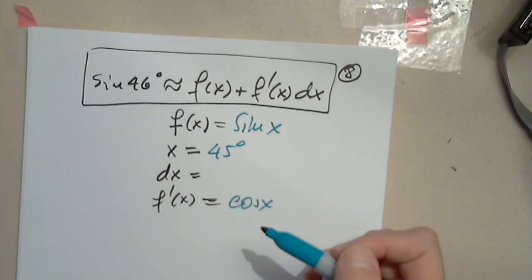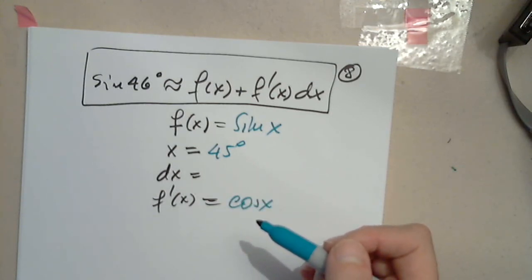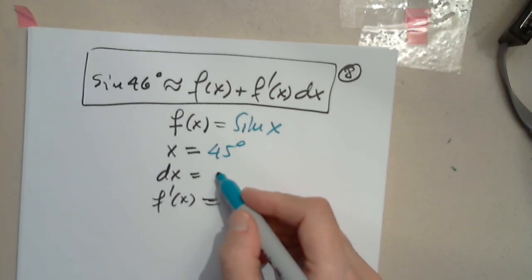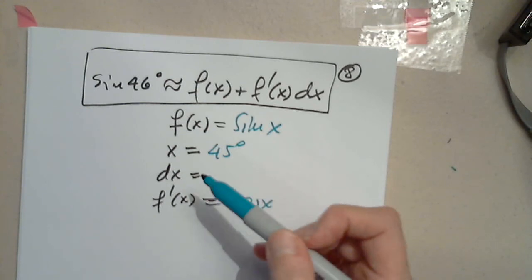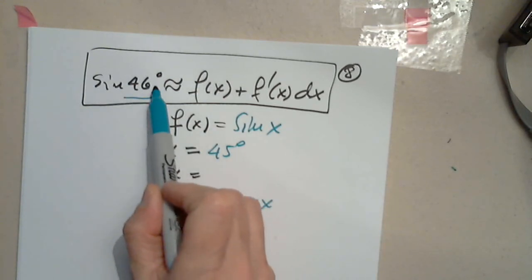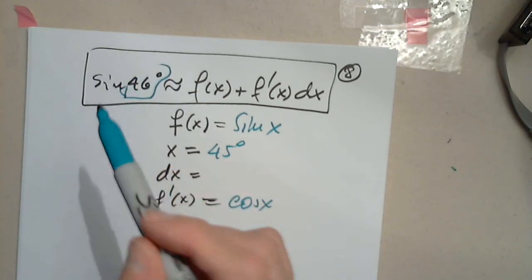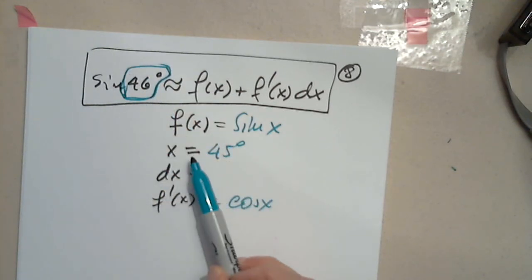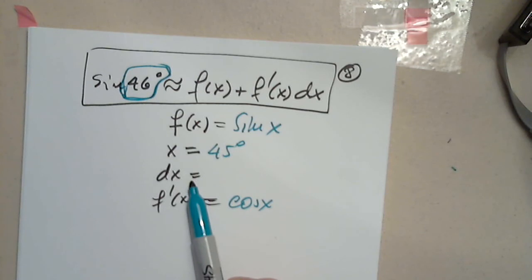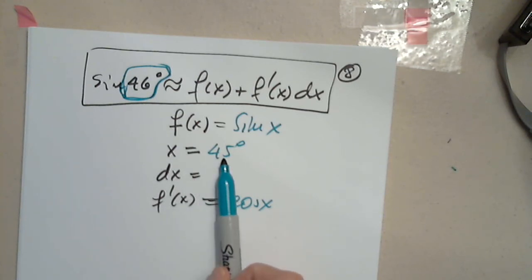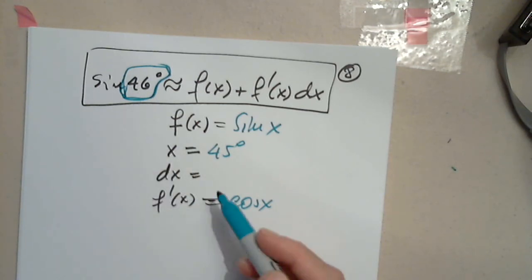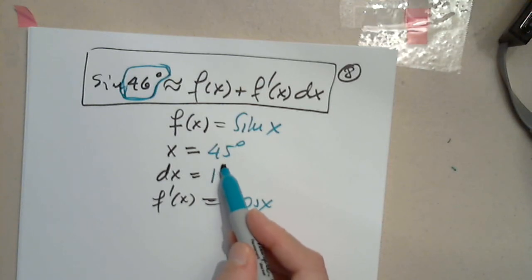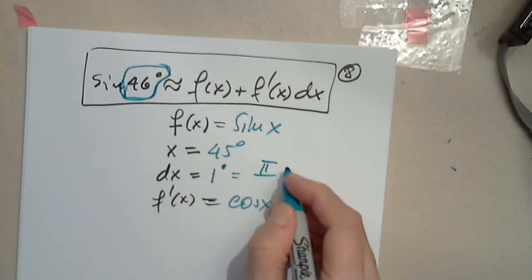And what about dx then? Is that pi over 4? We haven't decided anything else yet. So if x is 45, then what is dx? What is the error from 45 when we get 46? 1? Yes, which has to be changed into radians.